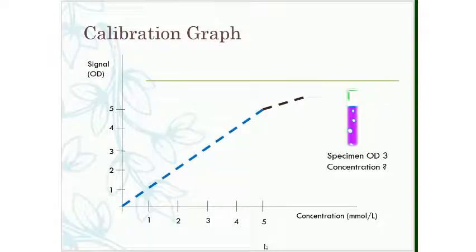So we go back to the previous specimen, giving the specimen OD equal to 3. What is the concentration? Okay, look here. The signal of the specimen is 3. Then by using this graph, the concentration is 3 millimole per liter. I hope that you can get this, okay?